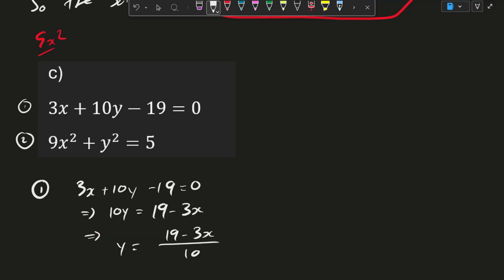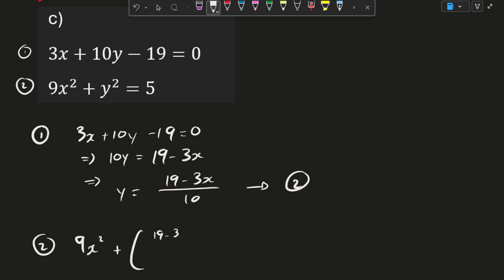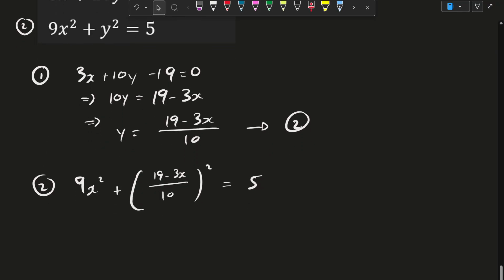Okay, so if the y-coordinate of equation 1 is written as that, and it intersects the second equation, then subbing the y-coordinate in there will give us something in terms of x, which we can solve for the x-coordinates of the intersections. So I'm putting that into equation 2. So what equation 2 is now going to read is 9x squared plus y, which is (19 minus 3x) over 10, to be squared, and that's equal to 5. So again, this is in replacement for y, as mentioned in equation 1.